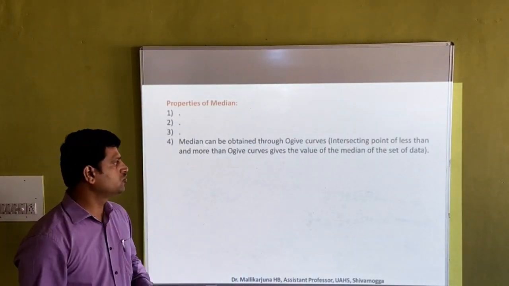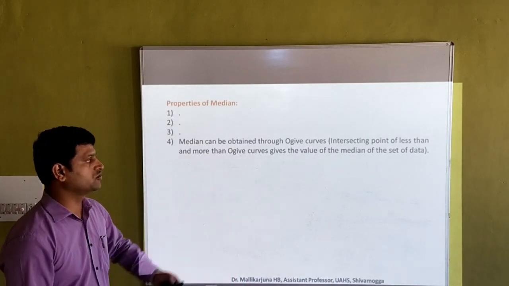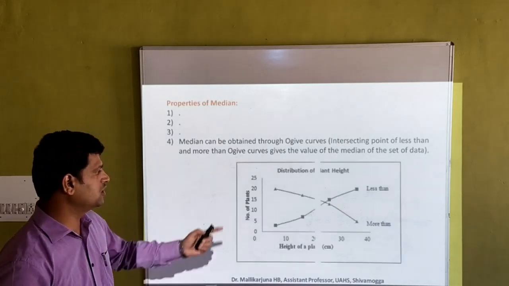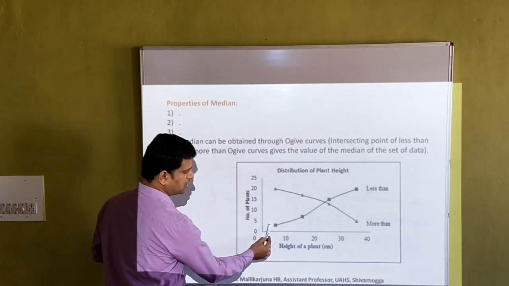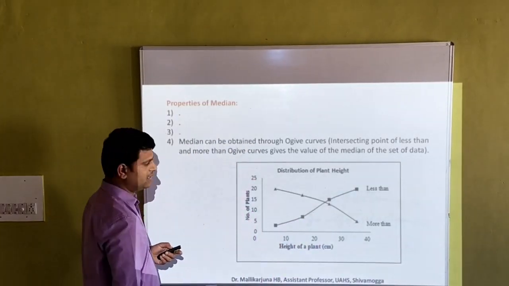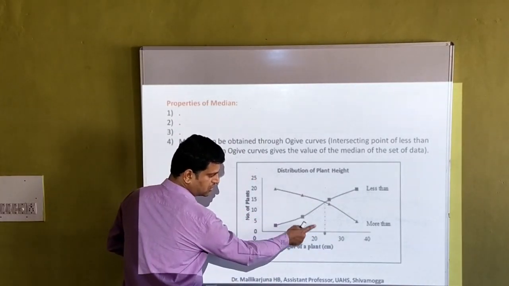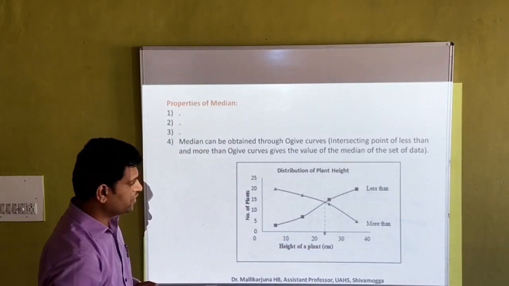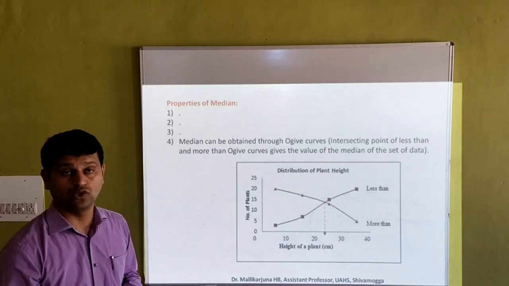Median can be obtained through ogive curves. The intersecting point of the less than and more than ogive curves gives the value of the median of the set of data. This is the frequency distribution I have taken. Here this is the less than ogive curve, this one is the more than ogive curve. The intersecting point is this one. So here we will get the median around 24 or 25. In that case, we get the median value.